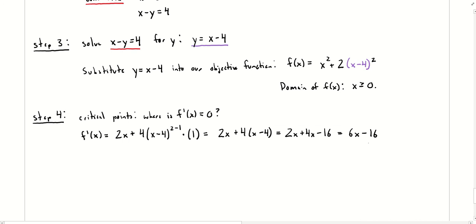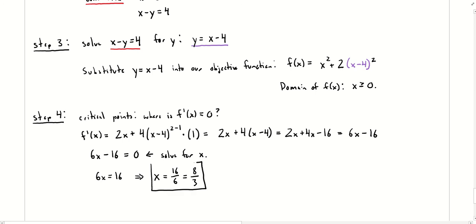So this is my first derivative. And as usual, to find my critical points, I'm going to take that first derivative of 6x minus 16, set it equal to 0, and solve for x. That gives me 6x equals 16, or solving for x, I get x equals 16 over 6, or 8/3. So this is my critical point here.